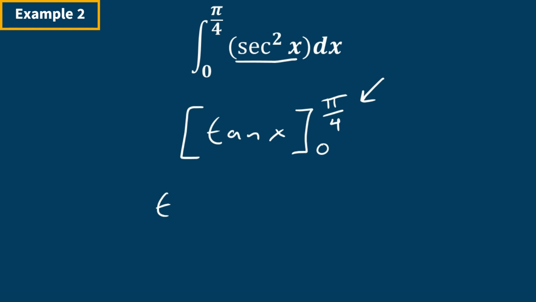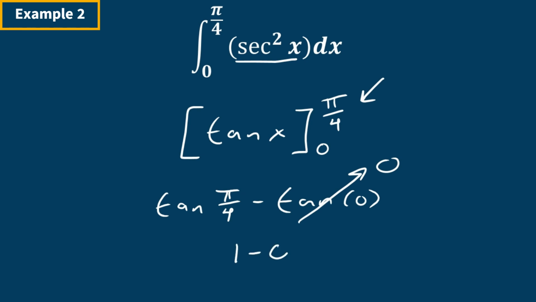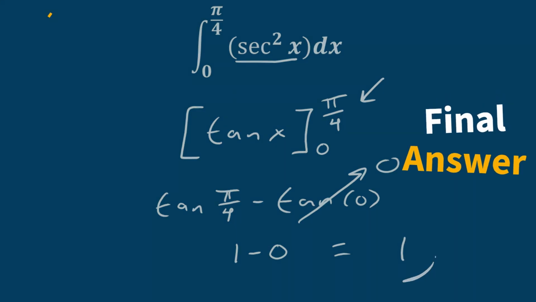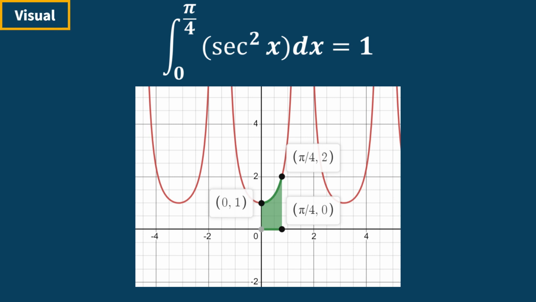We're going to have tan of pi over 4 minus f of a, which is going to be tan of 0. Tan of 0 is just 0, and tan of pi over 4 is 1. So we'll have 1 minus 0, which is equal to 1. And that's going to be our final answer. Here is the visual of what we just calculated.